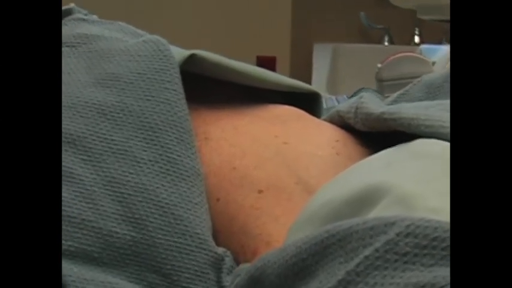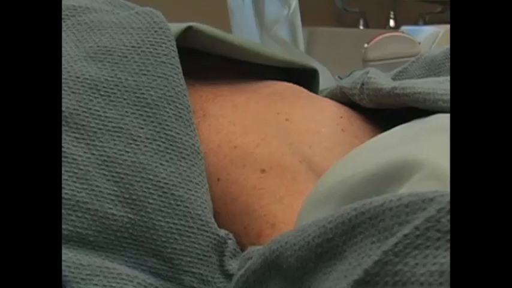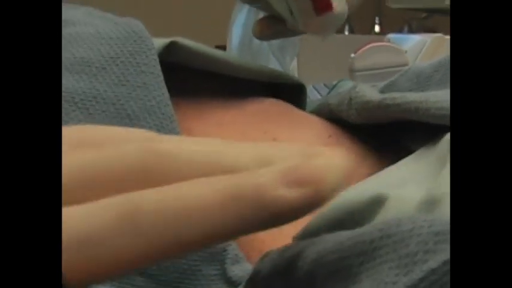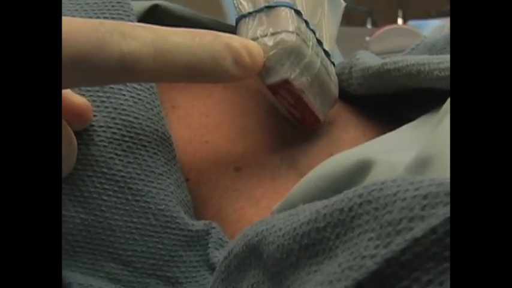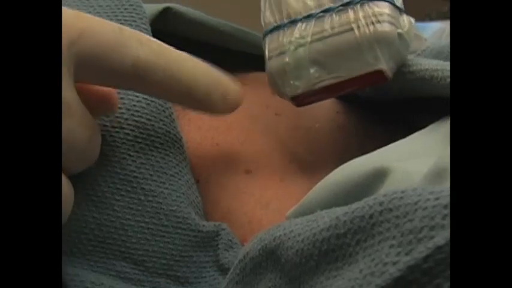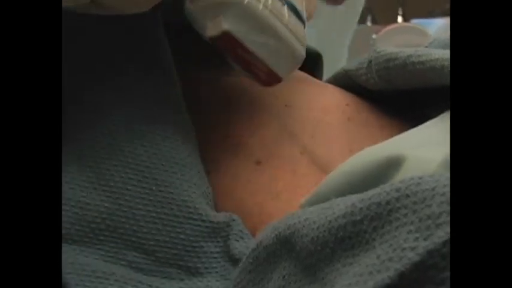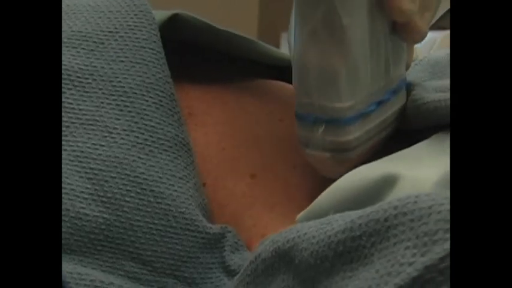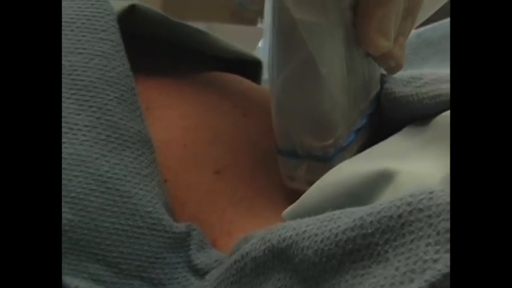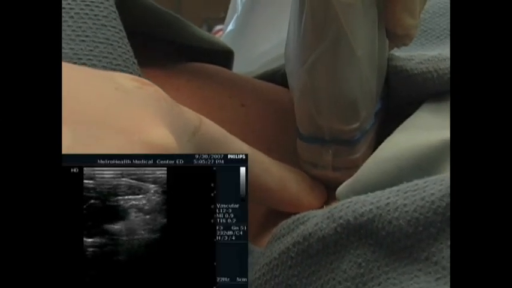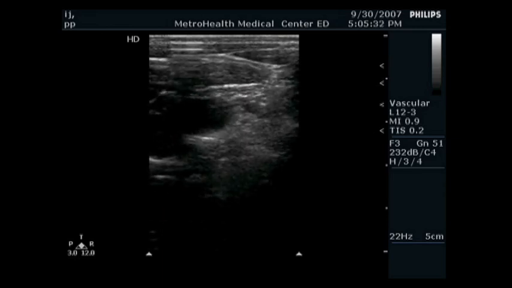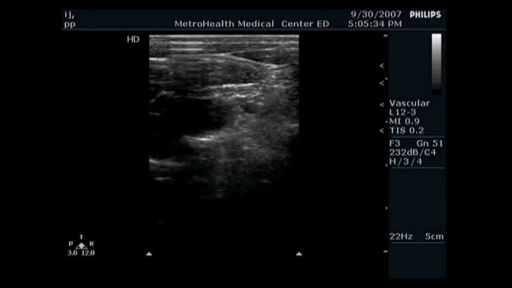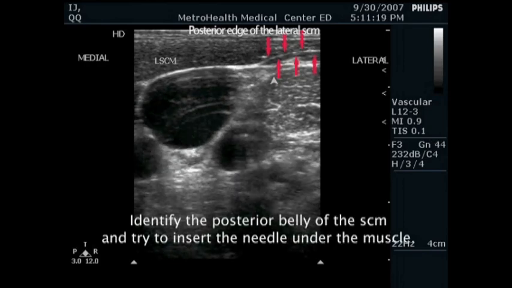The ultrasound transducer is placed just above the clavicle in nearly the same position as used for the middle approach. Once again, the transducer indicator is towards the patient's left side. Indenting the skin on the right side of the transducer while watching the ultrasound screen for the corresponding indentation of the tissue confirms that our transducer is in the proper orientation.